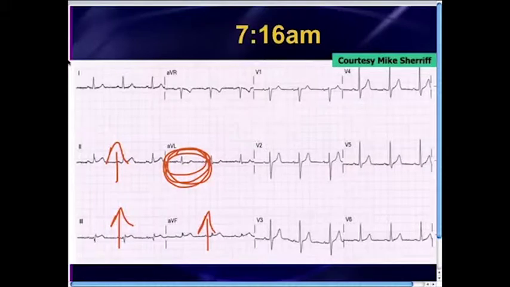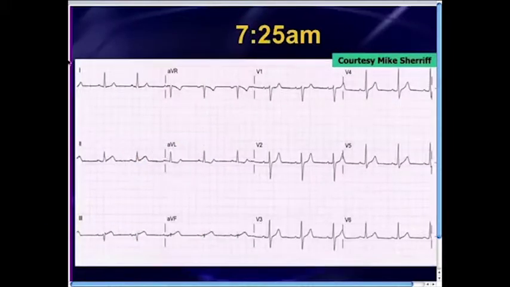You do something very simple, very quick, very cheap. You simply repeat the 12-lead EKG and see if anything's evolving. So that's what he did. 9 minutes later, that's how quick Mike was working, he repeated that 12-lead EKG, and what do you know?